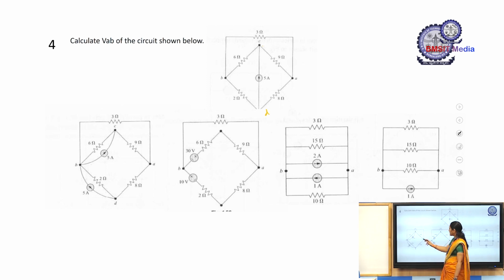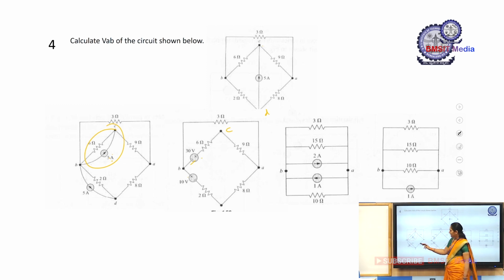When we apply the source shifting and the source transformation, we have a current source of 5 amps and there is a resistance. This is a practical current source. Then we can find the practical voltage source value, that is I into R, that is 6 into 5 as 30 volts. The polarity is from B to C. That means the positive polarity of the voltage source should be towards C, and negative towards B.